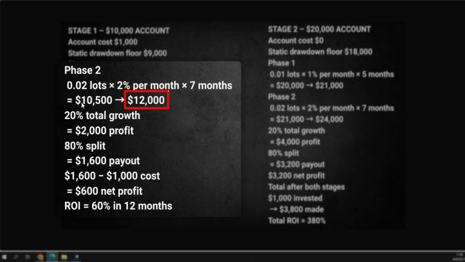Now in this case, what we are aiming for is the 12,000, the 20%. So 0.02 lots at 2% per month times 7 months will bring us to that 20%. 20% growth is $2,000 in profit in the account. After the 80% split, we get a $1,600 payout. $1,600 minus our initial cost of the account, which was $1,000, gives us $600 in net profits. That's the money that we can withdraw, and that is our money.